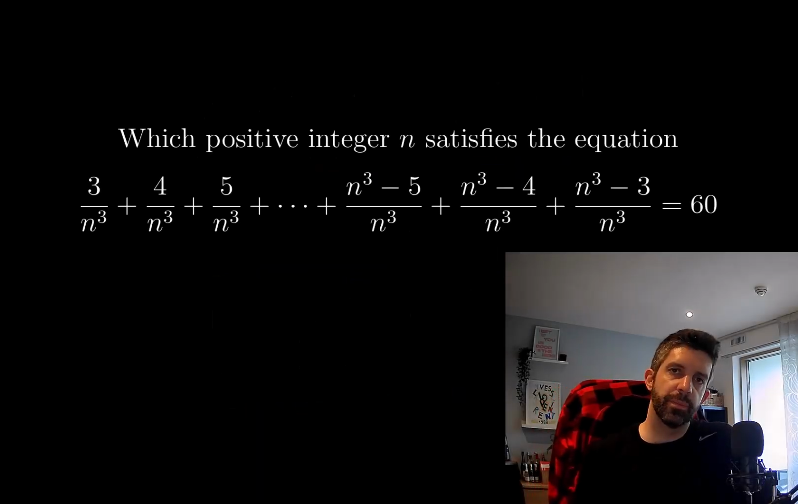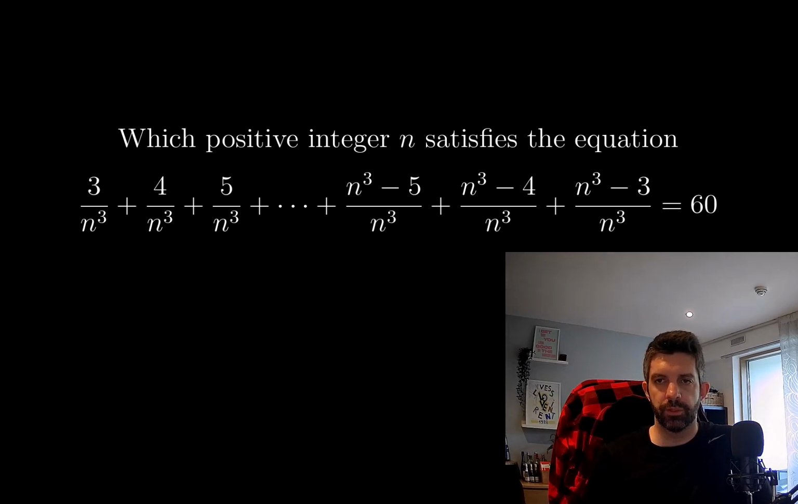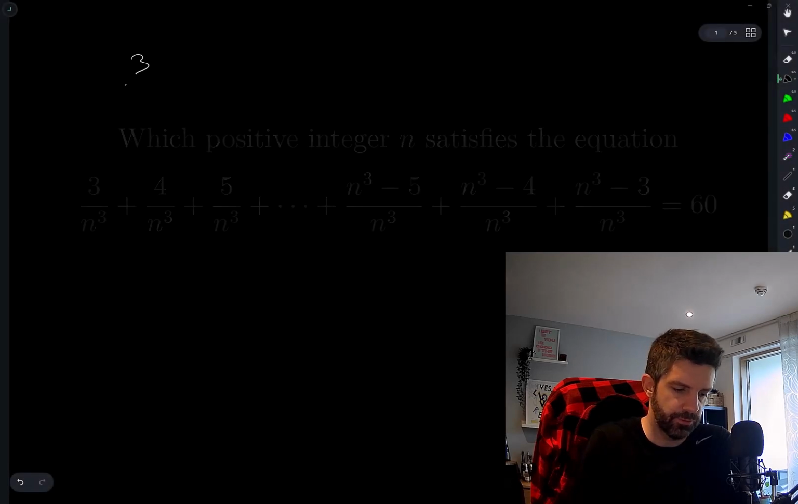Today's problem was submitted by a viewer, and it says, which positive integer n satisfies the equation 3 over n cubed plus 4 over n cubed plus 5 over n cubed, and so on, up to n cubed minus 4 over n cubed plus n cubed minus 3 over n cubed equals 60. Okay. Positive integer n. So let's write this out.